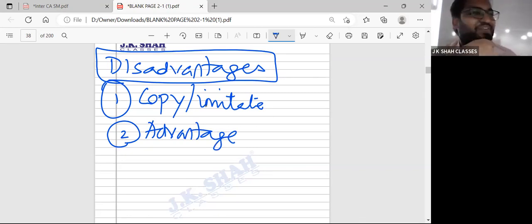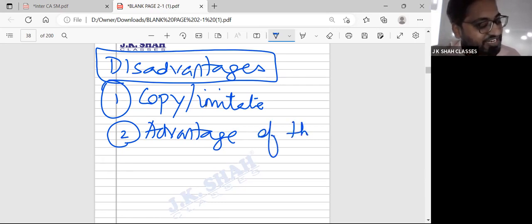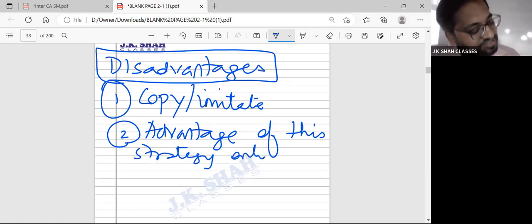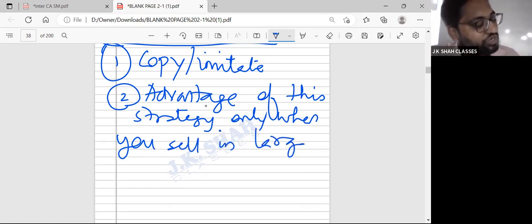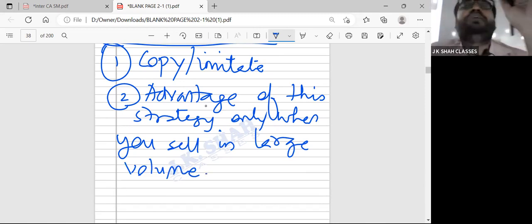You can take advantage of this strategy only when you sell in large volume. What do you mean by this? You will be able to enjoy the benefits of this strategy when you are able to sell in large volume. Maruti is able to do this. Why? Because they have demand for their product.